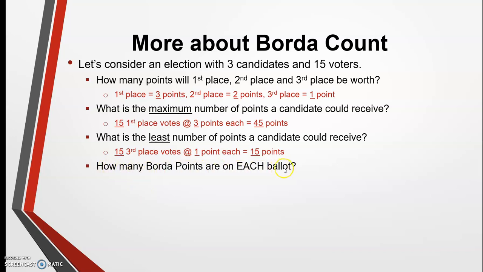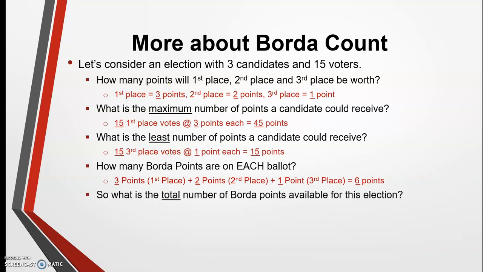To find the number of Borda points on each ballot, remember that each ballot is going to have a first, second, and third place. So each ballot is going to give 3 points for first, 2 points for second, and 1 point for third, or a total of 6 points per ballot. So to find the total number of Borda points available for the election, we're going to take the total number of voters, in this case 15, times the total number of points per ballot or per voter, and multiply those together. So we get a total of 90 points available for this election.